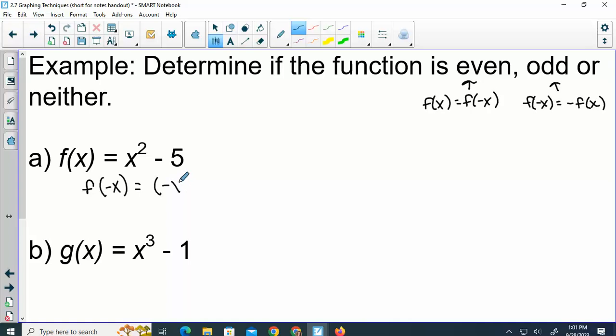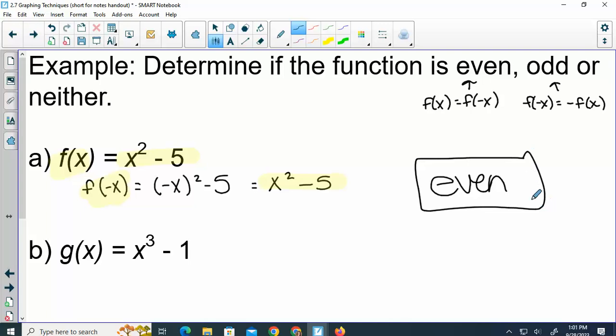So if I put in a negative, if you square a negative, it becomes positive, negative x times negative x. It's just x squared minus 5. This is what I started with. That means f of x is equal to f of negative x, which means my function is even. A positive and negative x give me the exact same answer.